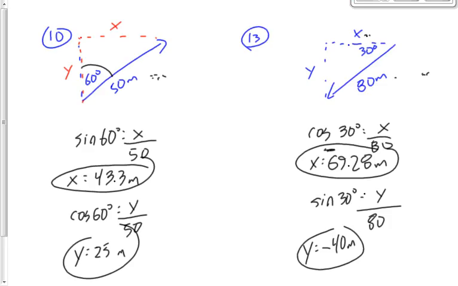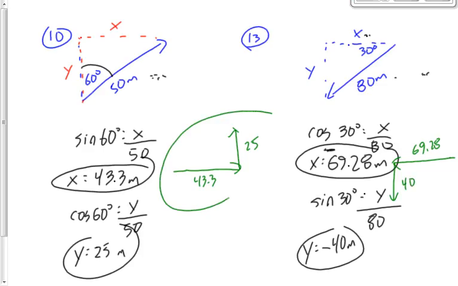So what have we really done here, guys? We've changed 50 meters at 60 degrees into this and this. We've changed 80 meters at 30 degrees into this and this. And that's good news, because we know how to deal with these. It's these that we don't like, right? Now let's put it all together.